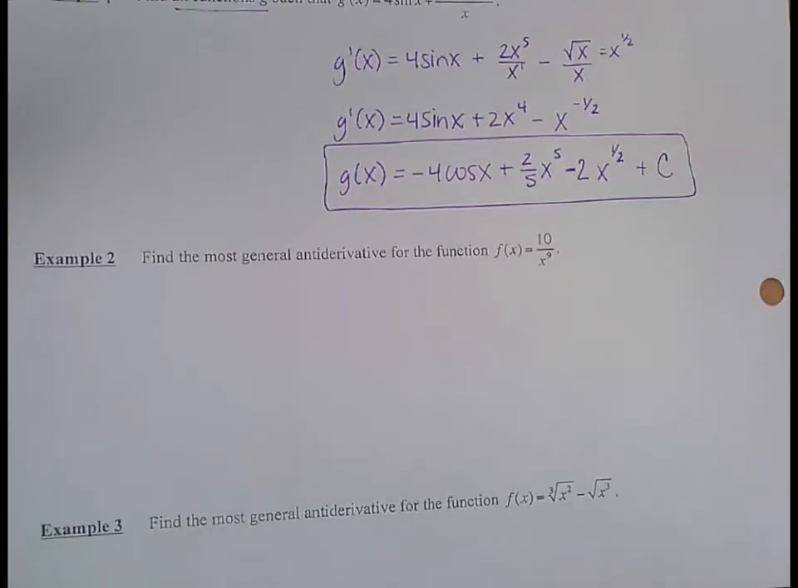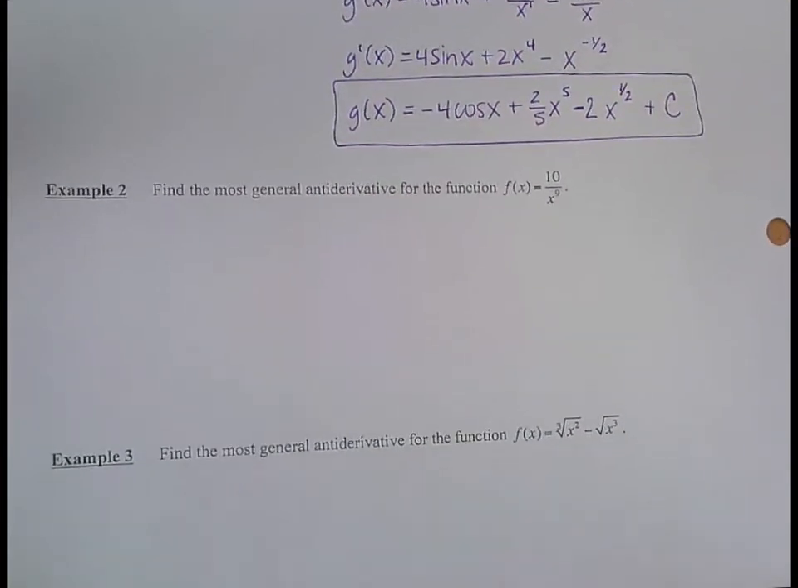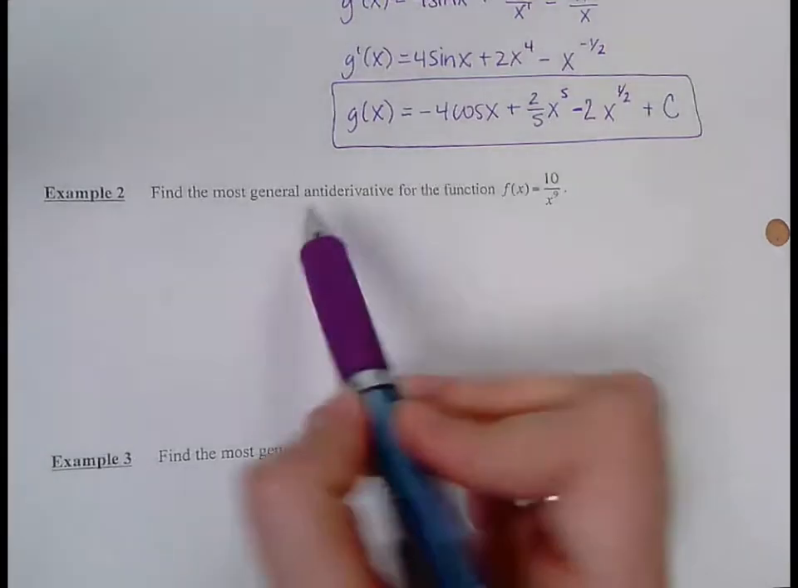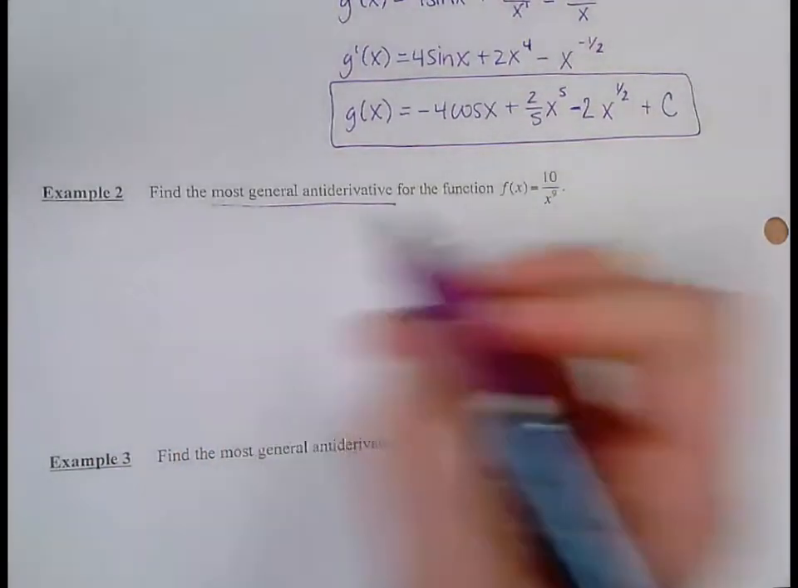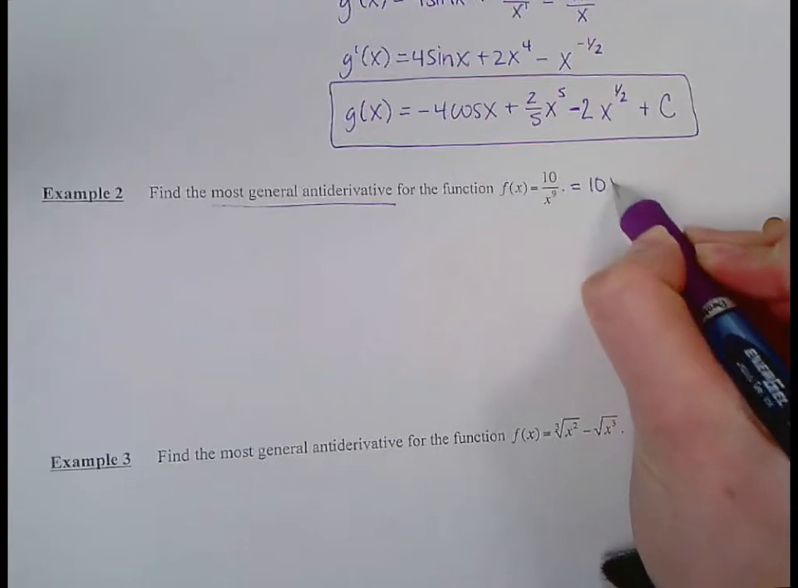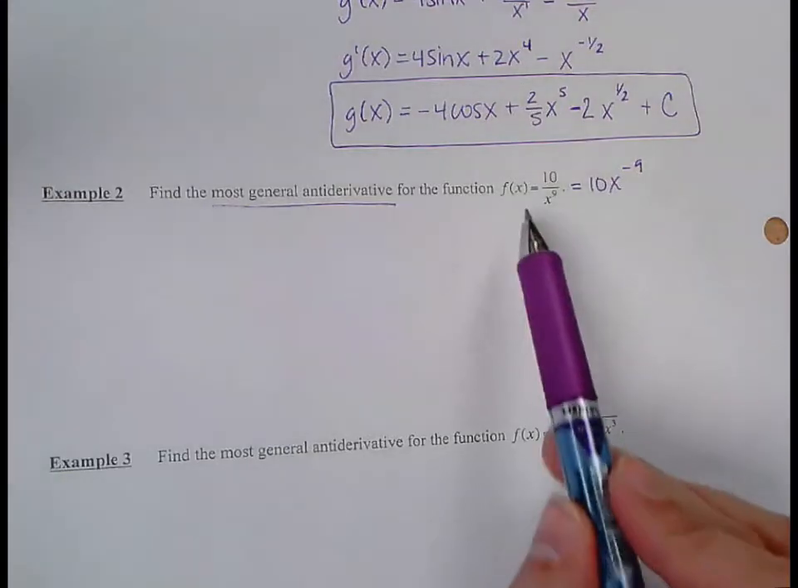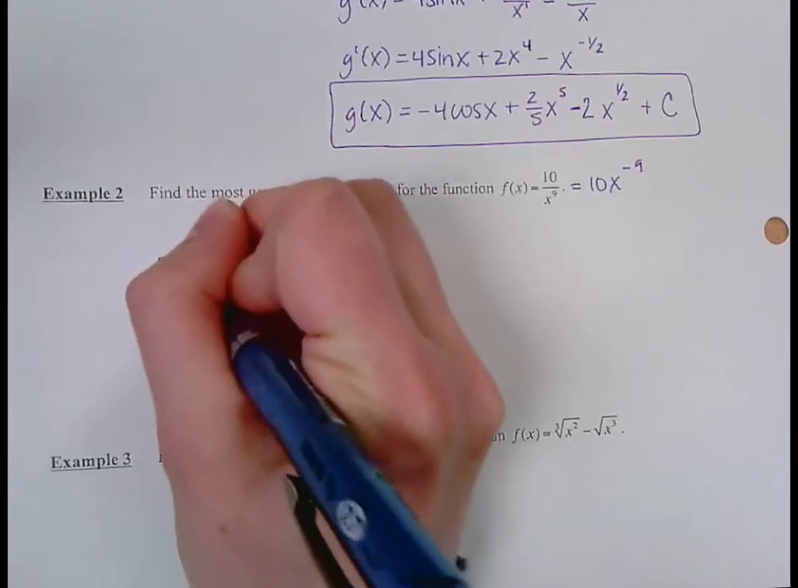Okay, questions on that? Oh, I forgot. For the next one, for example 2, this one, there's something special in the way you would write the answer. So I would rewrite this. It says find the most general antiderivative for this function. So I would rewrite this as 10x to the -9th before you find the antiderivative. And then to represent the antiderivative of little f of x, you would use capital F of x.